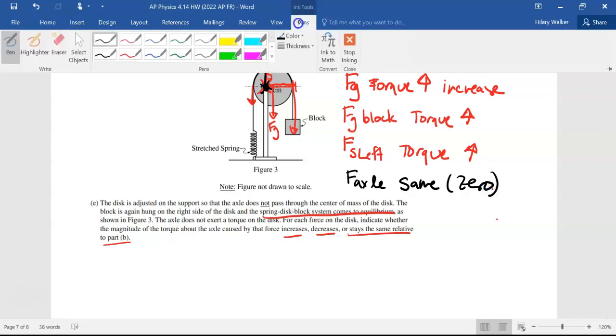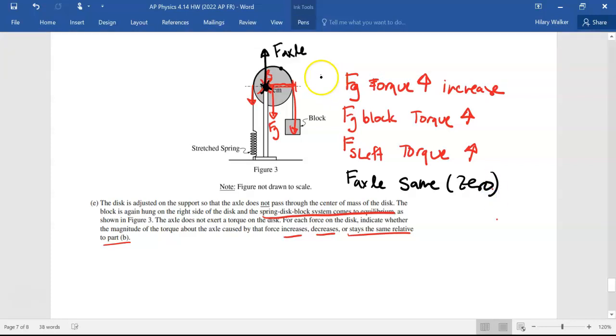Okay. So for this one, the rubric is just 1 point for correctly identifying each force. Now you can add up your points. I jumped the gun on the last one. Sorry about that. But now you can add up all the points and see what you got.